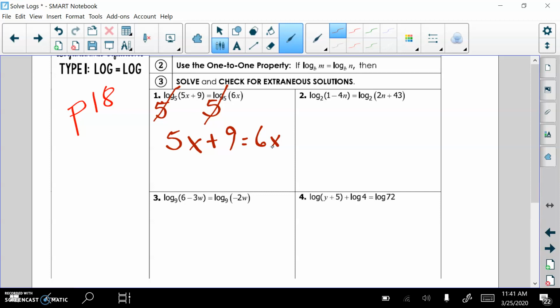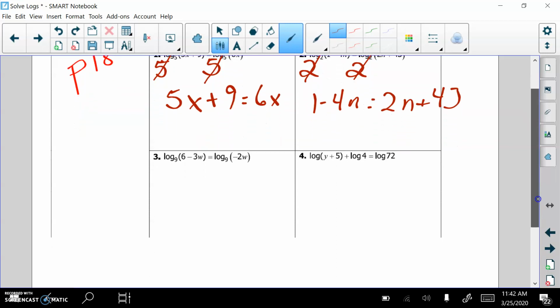For number 2, same thing. We have log base 2 and log base 2, which means we simply exponentiate with a base 2, cancel move, leaving you with 1 minus 4n equals 2n plus 43. You guys can go from there. Pretty simple process, honestly. 3, same thing as 1 and 2. You guys can handle that.